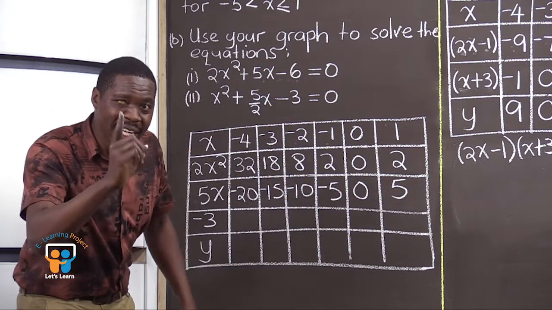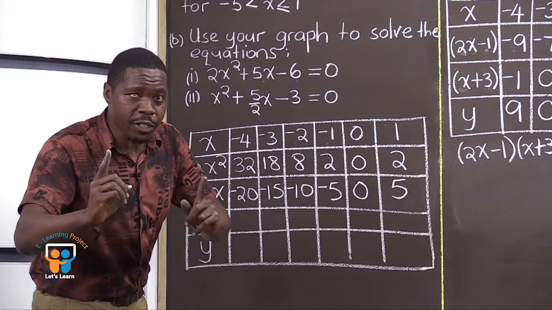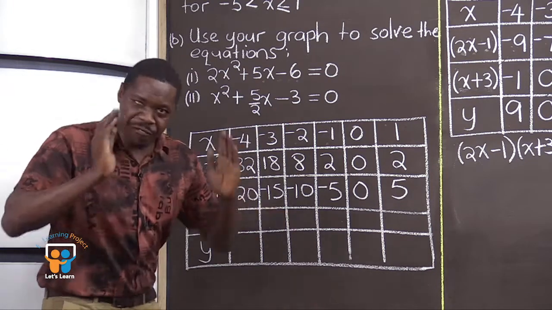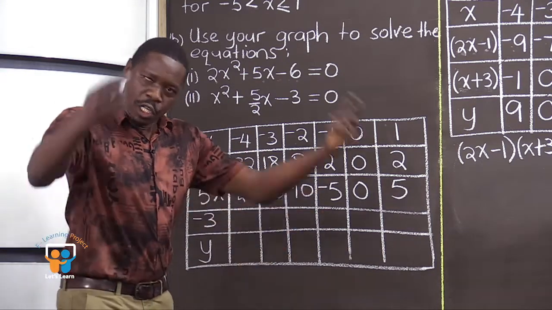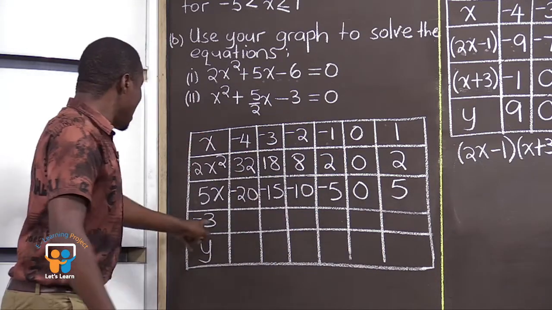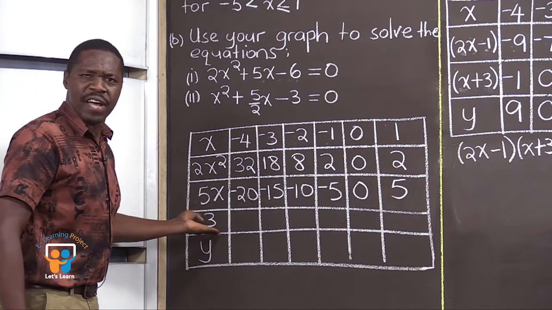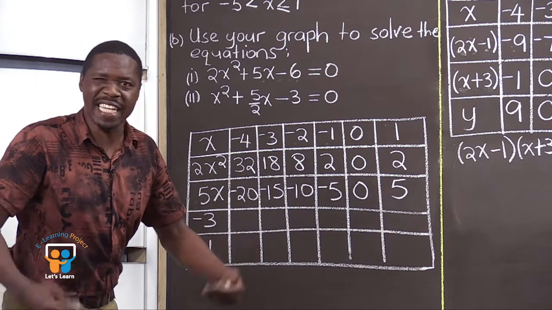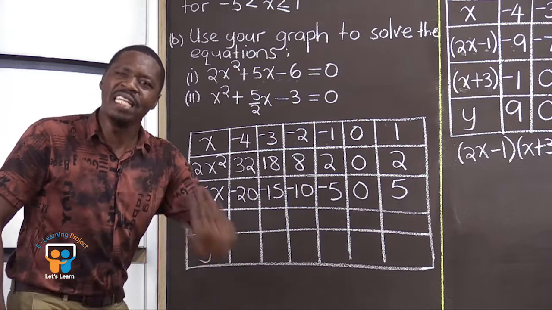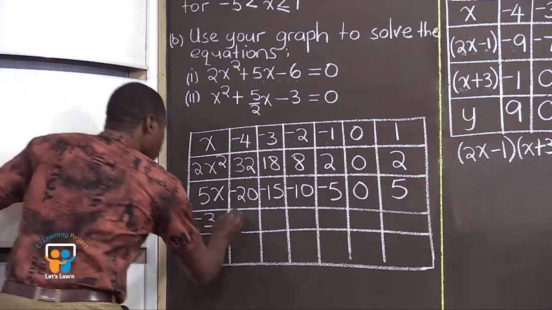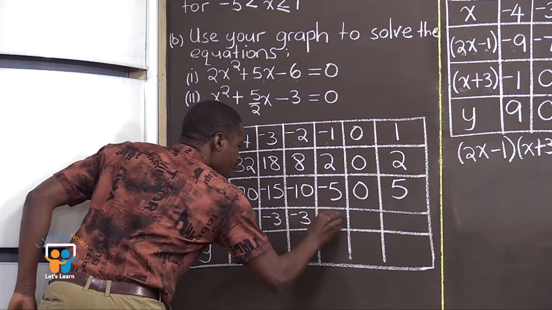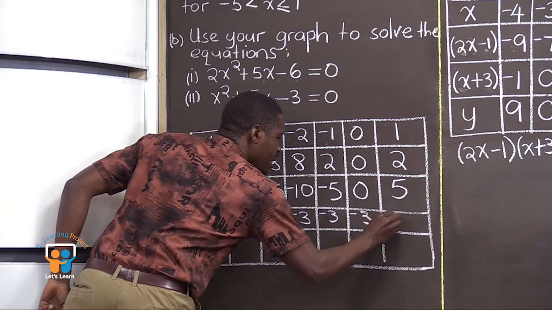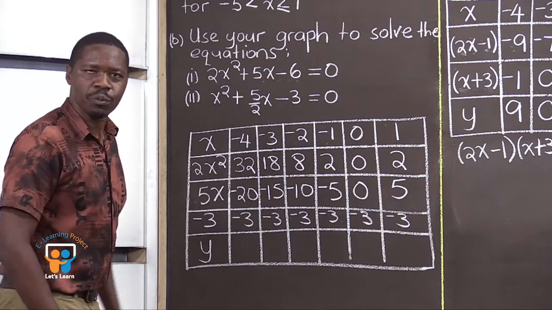We are using method 2. We are using the second approach. The first approach was the factorized approach. The second one is the expanded approach, using the same equation. Negative 3, we don't have any value of x here, which means it is a constant. If it is a constant, it remains the way it is. So negative 3, negative 3, negative 3, negative 3, negative 3, negative 3, negative 3.